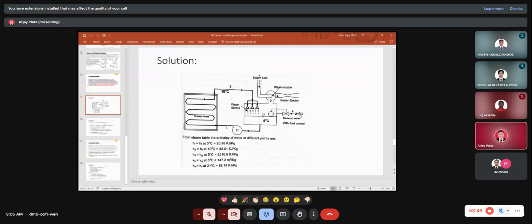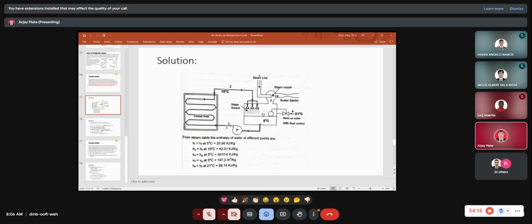So we have make up water at 21 degrees. So it will start here. So nandito yung start sa 1. So we have yung ating refrigerant, which is water, which is chilled water from this flash tank will be pumped here at our cold area.